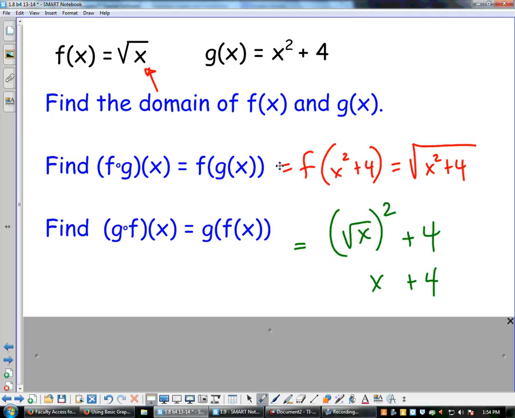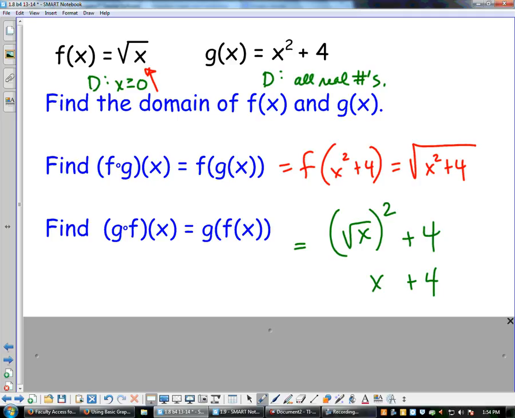The domain for this function here for f is what? What's the domain? Greater than or equal to 0. All right, so x has to be greater than or equal to 0, or you could use interval notation. And what about the domain here? All real numbers. All right, so all real numbers.